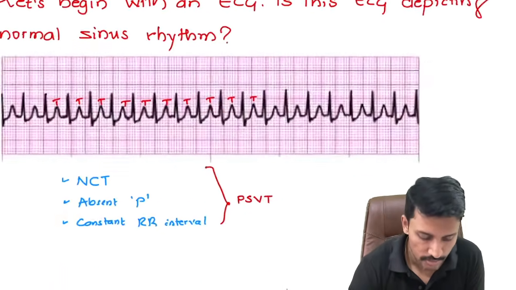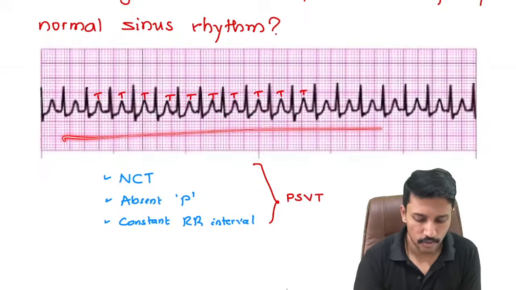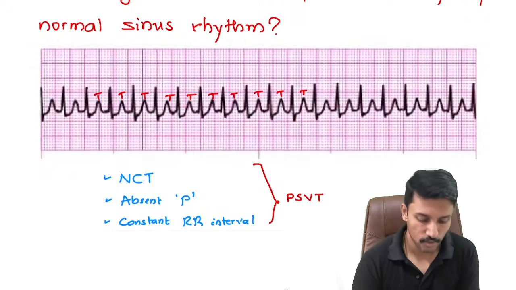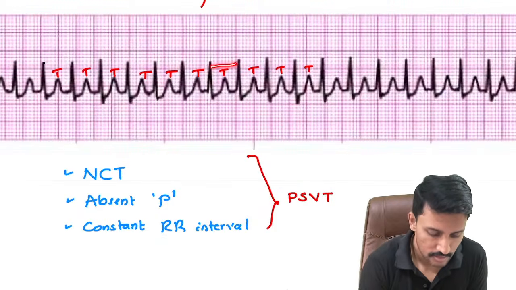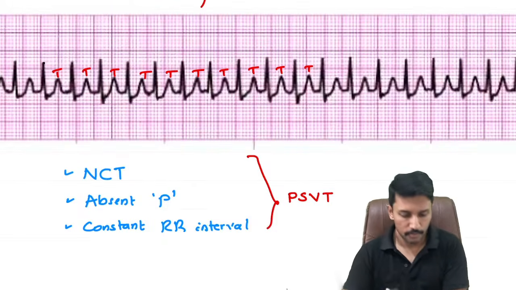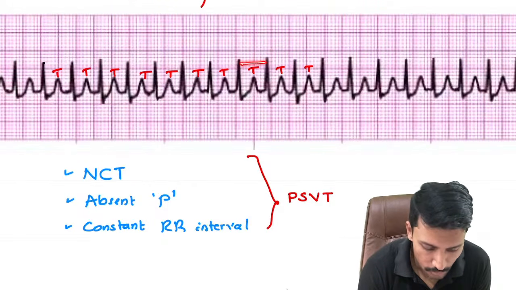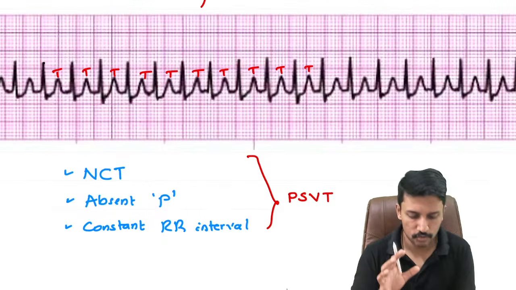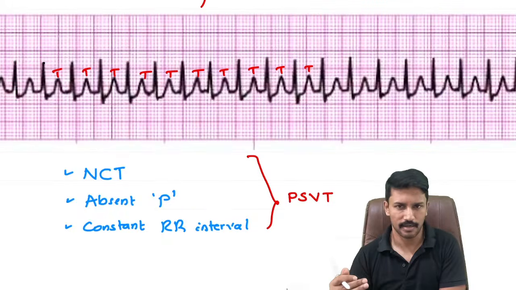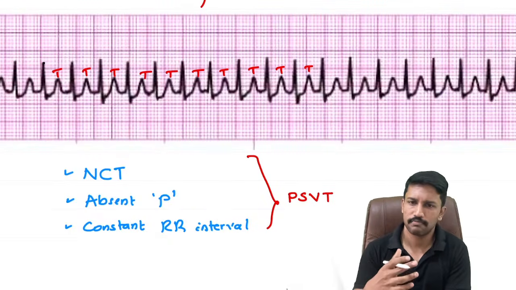So, to quickly glance through the ECGs, this was one of the ECGs where the rate was definitely more than 100, because it is taking only 1.5 or a little more than 1.5 small squares. So the rate is more than 100. It is more than 150.